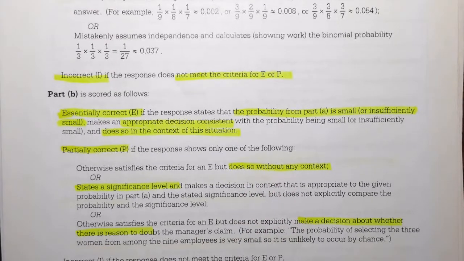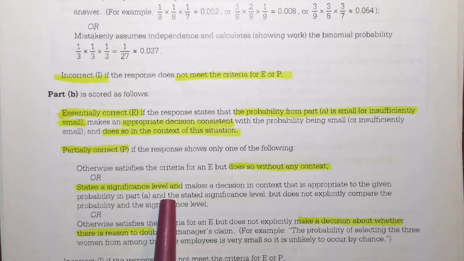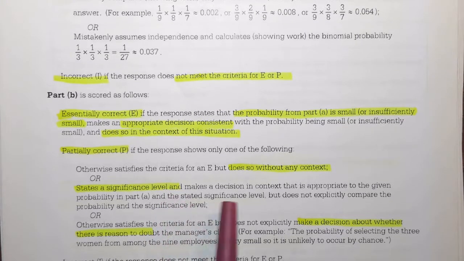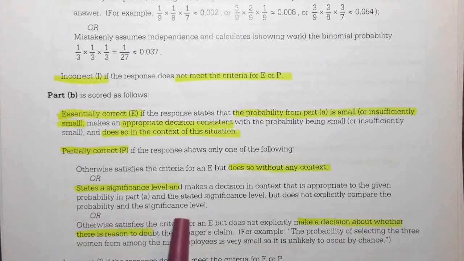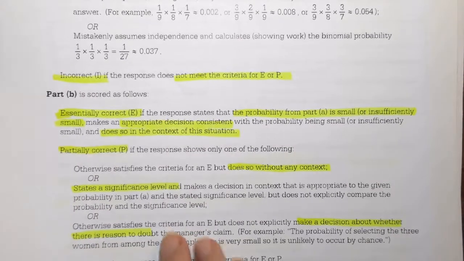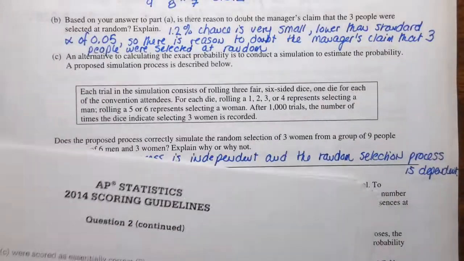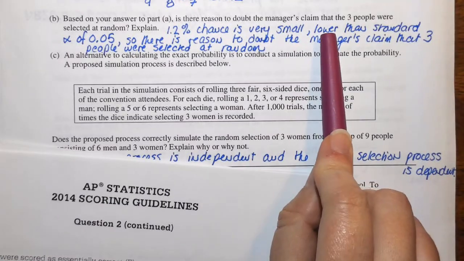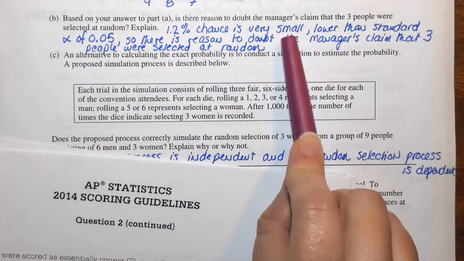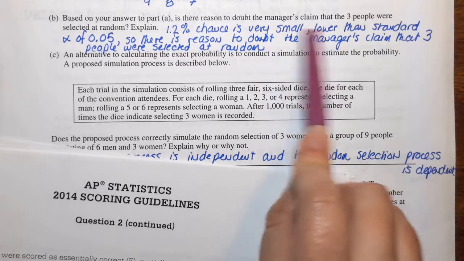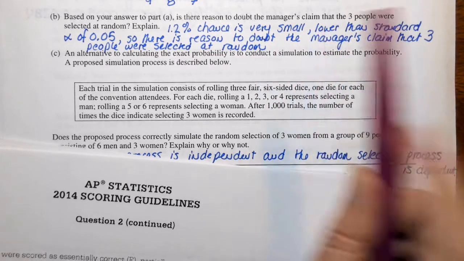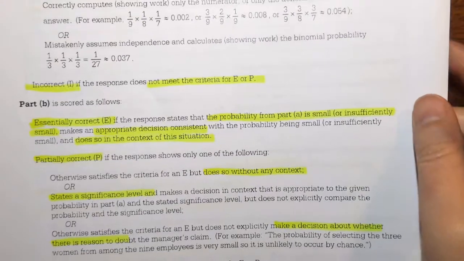You state a significance level, like I did, and make a decision that is appropriate, but you don't explicitly compare the probability and the significance level. So I would get a P if I did not have this word lower in here, as very small, lower. If I did not have this directional component in here, I would have gotten a P.